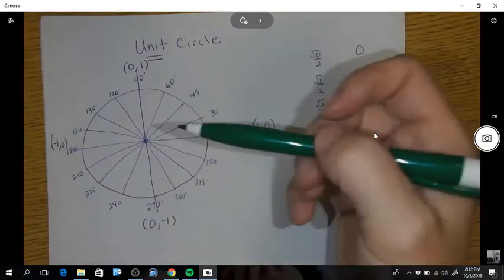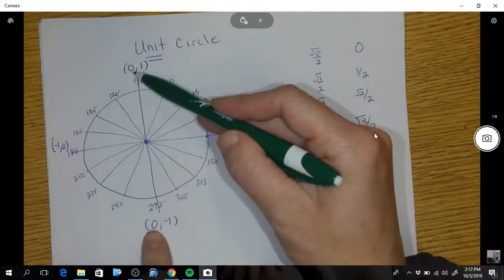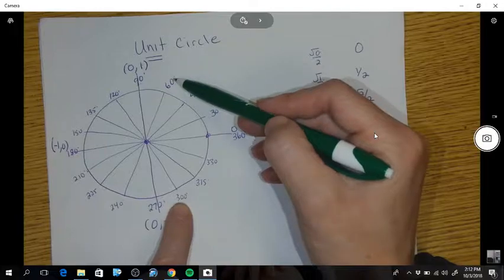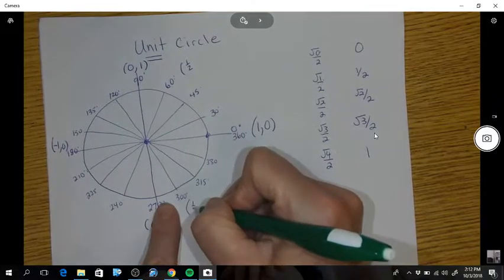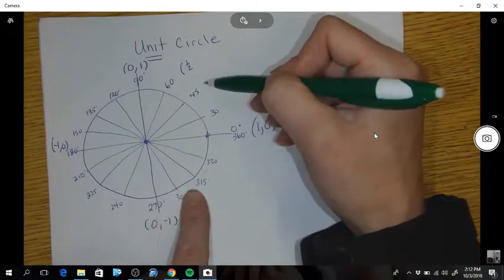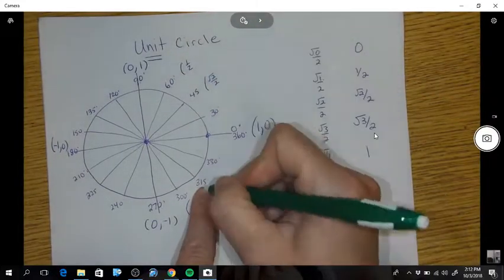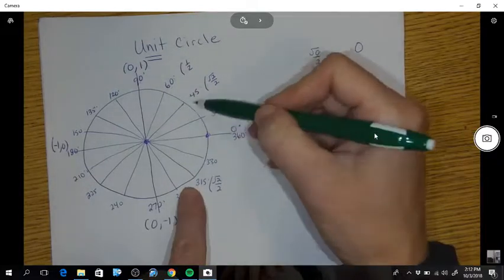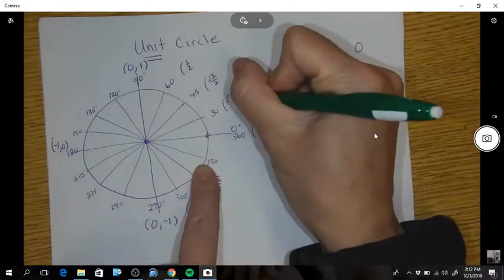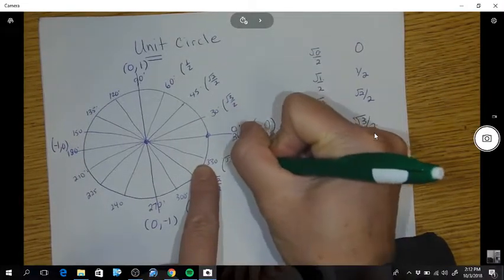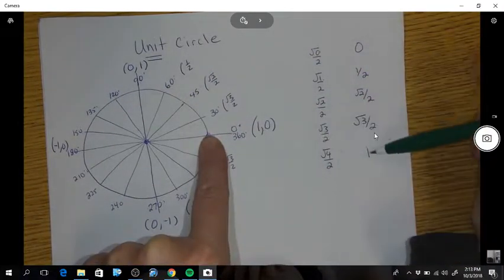Okay, you ready? I'm going to go here. These have x coordinates of 0. So if I move right, I'm at the next x coordinate, 1/2. If I move right one more, I'm at the next x coordinate, root 2 over 2. And I move right more, and the next x coordinate is root 3 over 2. And then I move right one more, and the final coordinate is 1.